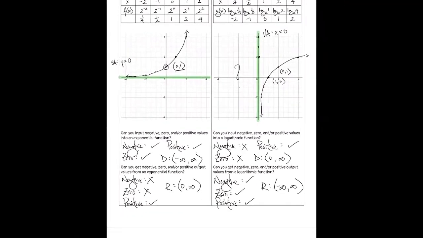Now this is something common you'll see with inverse functions, where the domain of the one function is the same as the range of the inverse function, and the range of one function is the domain of its inverse function. It's not true all of the time, but it is a good starting point to think about domain and range.